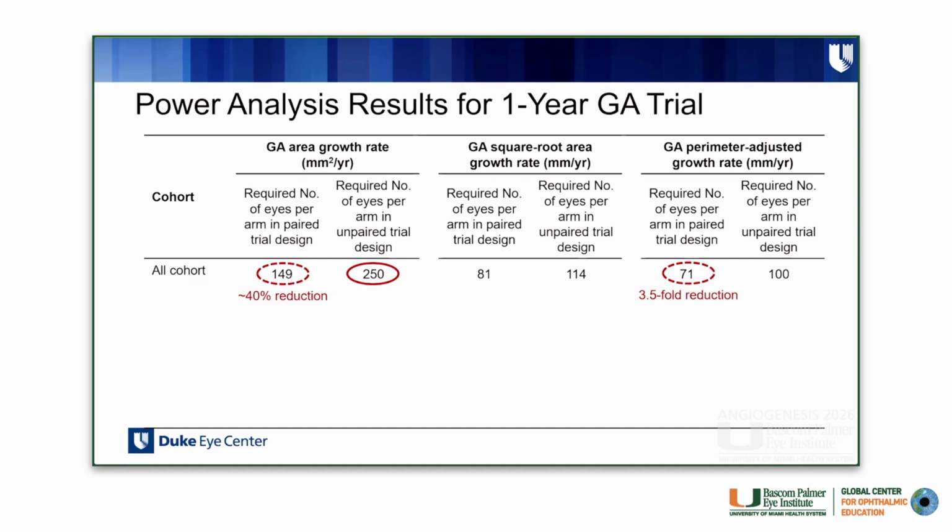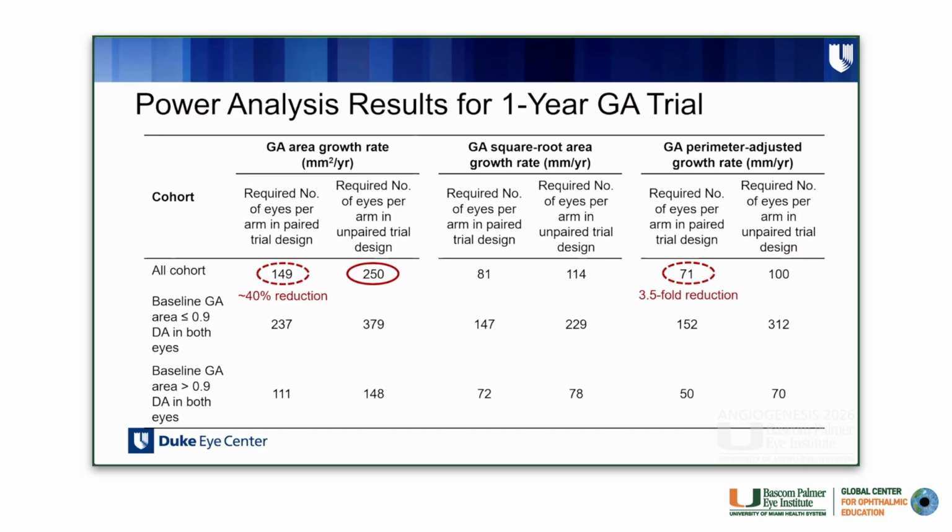We next performed the power analysis based on baseline GA size using 0.9 disc area as a cutoff. If a trial only recruits small GA smaller than 0.9 disc area, the sample size requirement will be high no matter what endpoint we choose. In contrast, if a clinical trial with a paired design only recruits GA larger than 0.9 disc area, using the square root transformed growth rate as an endpoint would only require 72 eyes per arm, a 3.5-fold reduction. In addition, if the trial uses the perimeter adjusted growth rate as the endpoint, it would only require 50 eyes per arm. That is a 5-fold reduction compared to a traditional randomized control trial using the area growth rate as the endpoint.